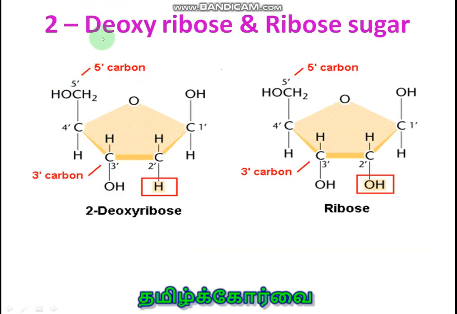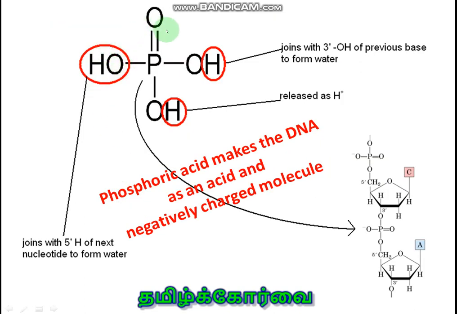Next molecule is deoxyribose sugar. I compared it with the ribose sugar. Both sugars are made up of 5 carbons and their positions are given here, 1 to 5. At the second carbon, an OH group is present in ribose, but oxygen is absent in deoxyribose, so it is called deoxyribose. Okay, the third molecule is phosphoric acid, H3PO4. It contributes to the formation of the ester bond.